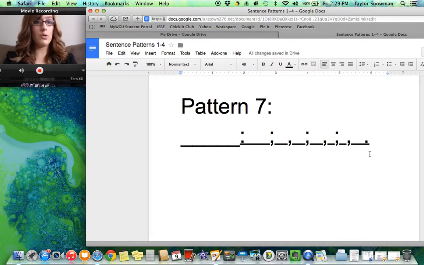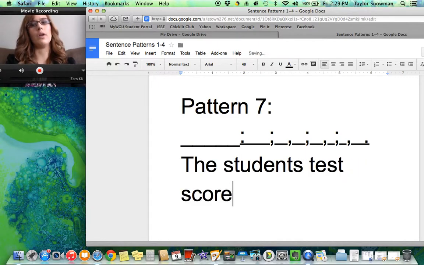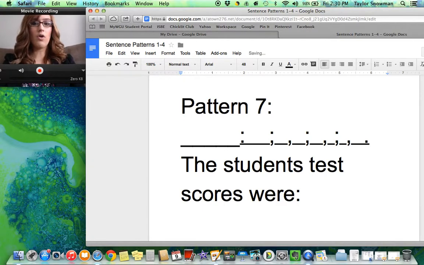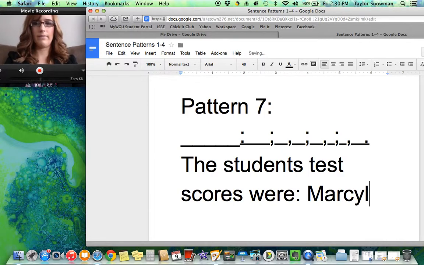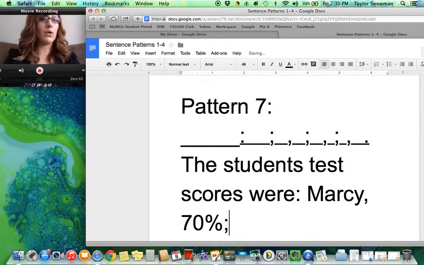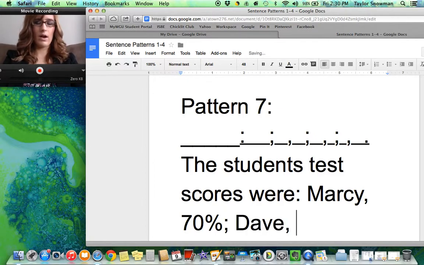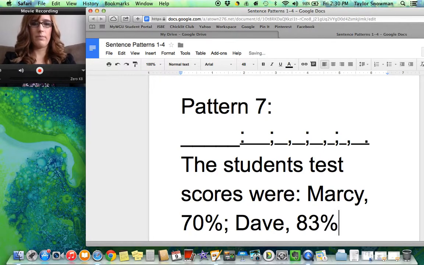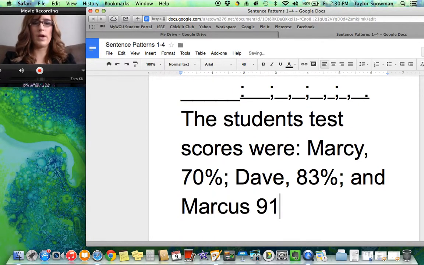This is used when you have two bits of information you want to keep together. So let's say I'm doing it like this. The students' test scores were. Then I'm going to put a colon to show I'm getting ready to start listing them. Marcy, comma, 70%. Now I'm going to do a semicolon because that's showing I'm talking about a new student now. Dave, comma, 83%. Semicolon. And Marcus, 91%, period. Okay, so the students' test scores were Marcy, 70%, Dave, 83%, and Marcus, missed a comma there, 91%.